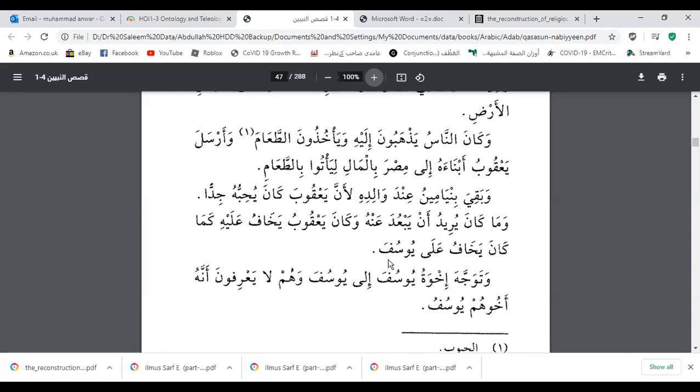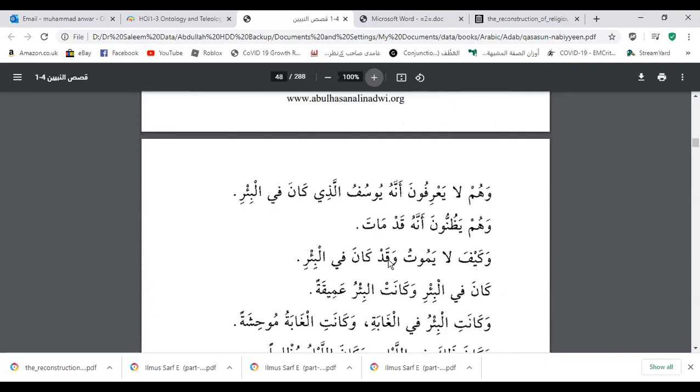وَتَوَجَّهَ إِخْوَةُ يُوسُفَ so the brothers of Yusuf alayhi salam, تَوَجَّهَ they faced, means they started their journey towards إِلَى يُوسُفَ, means they confronted, they encountered Yusuf alayhi salam. وَهُمْ لَا يَعْرِفُونَ while they could not recognize أَنَّهُ أَخُوهُمْ that he was their brother. They couldn't recognize that he was their brother.